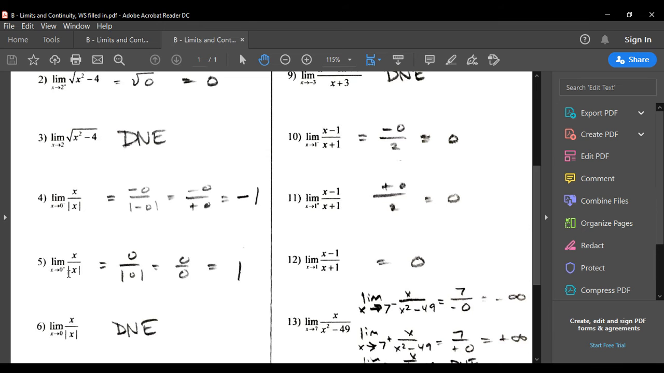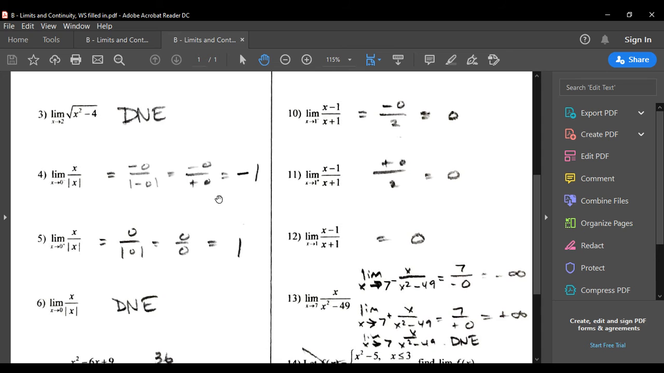Now, if I'm approaching 0 from the positive side, it means I have a positive 0, so a very small positive number over the same very small positive number. Well, that's going to equal 1. But since these two do not agree with each other, the overall limit as x approaches 0 does not exist.